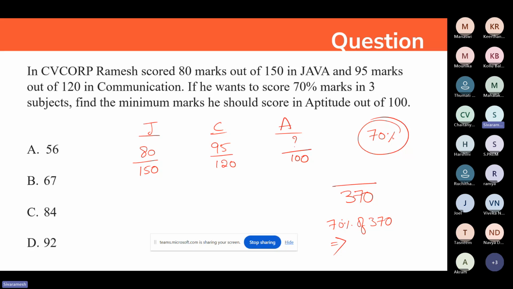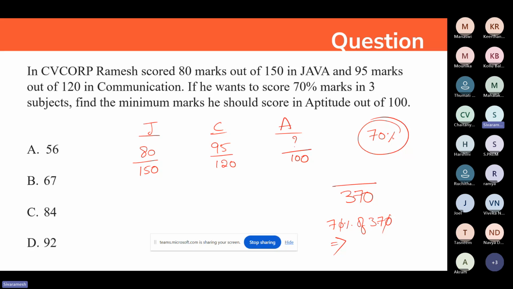Here if you observe, 0 will get cancelled. I just wanted to calculate 70% of 370. Now I'm doing it with the eliminating zeros method. 0 will get cancelled. Now I need to multiply 37 with 7. Don't worry, when you are calculating these type of calculations, first calculate 30 times 7 is 210 and 7 times 7 is 49.